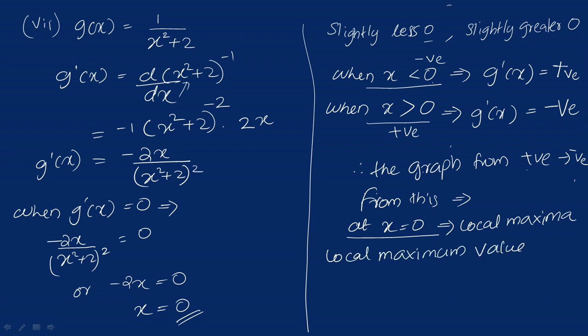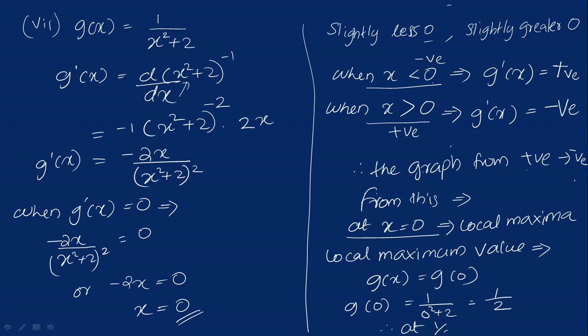What is the local maximum value here? That is g of 0, that is 1 by x square plus 2, that means 1 by 0 square plus 2, that is 1 by 2. So at 1 by 2, we have the local maximum value here, and there is no local minimum.